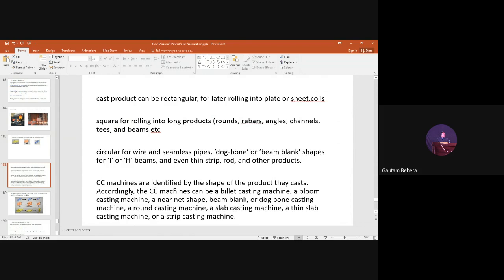Now you can see continuous casting machines are identified by the shape of the product they cast. That means you are going to cast rectangular products, or circular, or square kind of thing. According to that, continuous casting machines can be billet casting machines, bloom casting machines, near net shape casting, beam blank or dog bone casting machines, round casting machines, slab casting machines, thin slab casting machines. So different continuous casting machines we can have, depending upon the shape basically.